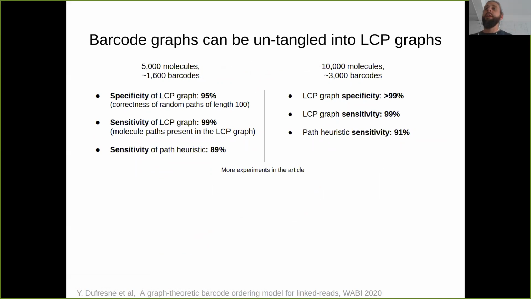We computed three measures. The first is based on a random walk. We created random paths of length 100, and we are looking at the barcodes in this path: do they correspond to the correct order of barcodes all along the genome? And in 95% of the random paths for the 5,000 and 99% for the 10,000, yes, they correspond to the real order of molecules.